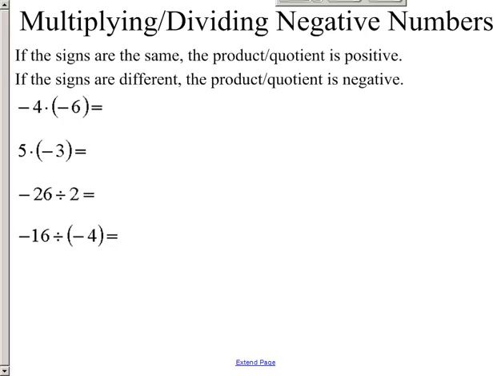So when we get negative 4 times negative 6, somebody different who has not answered a question yet, tell me what we should get for an answer. Yes. 24, positive 24. But if we take 5 times negative 3, what do we get for an answer? Yes. Negative 15. This is one where a lot of students will think it's a subtraction problem, and it's not, because the 5 is right next to the parentheses. It's not a subtraction, it's a multiplication.